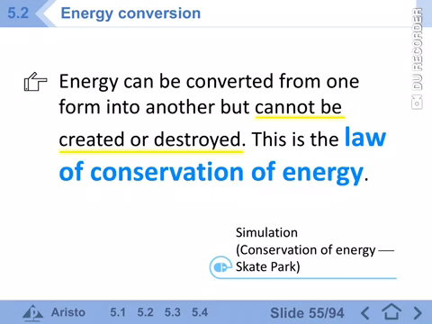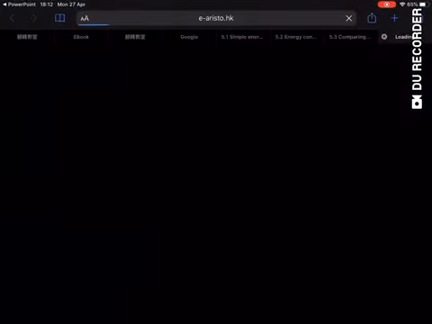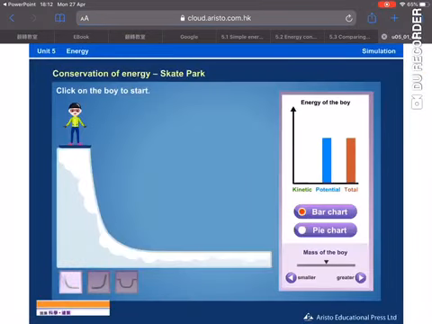Okay, so let's take a look at the simulation here. The person over there has the highest potential energy. If we increase the mass of that person, you see it becomes bigger and the potential energy increases. So what happens if I decrease the mass? You see that the person has a smaller mass and the potential energy decreases.